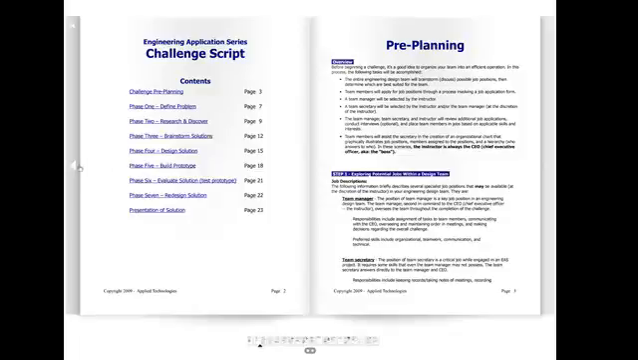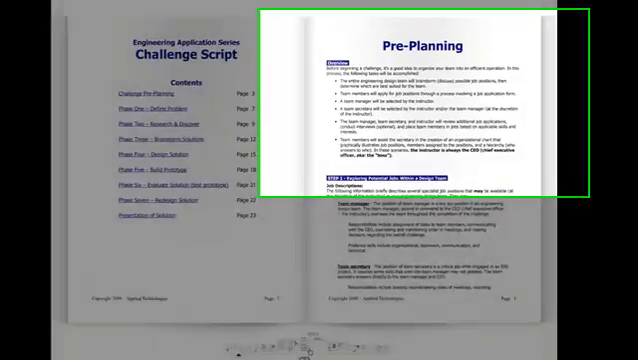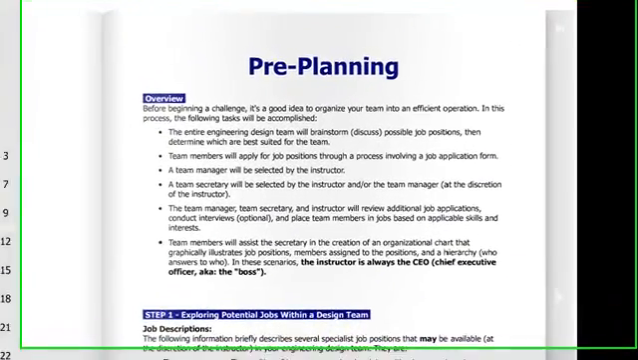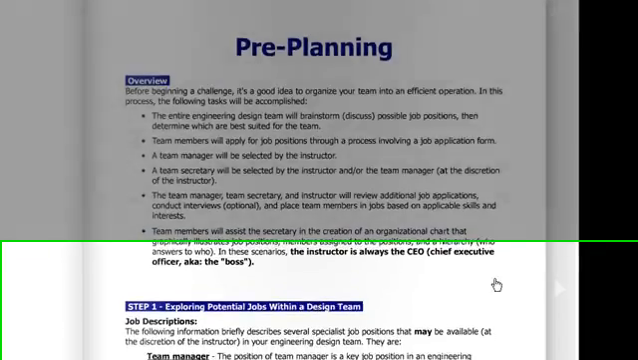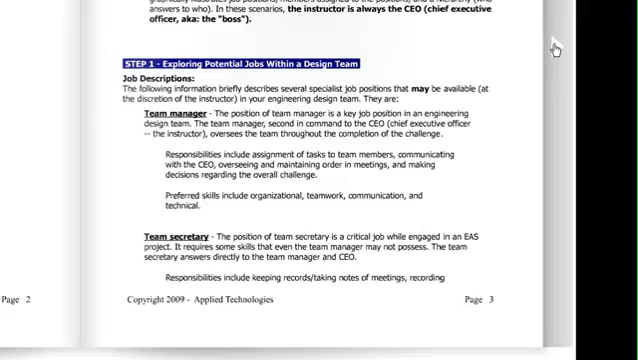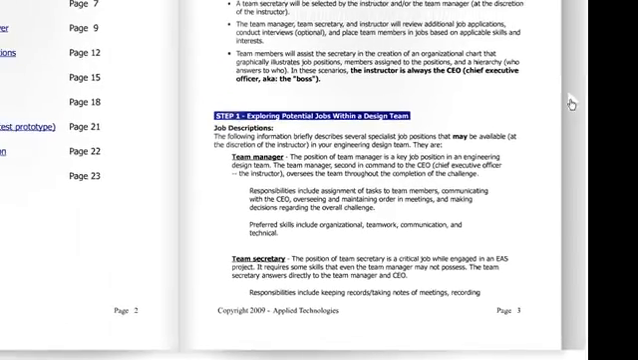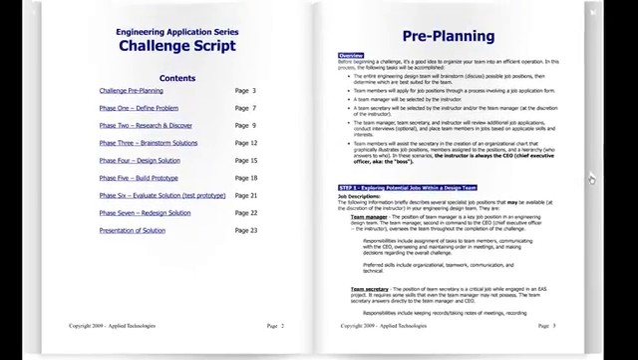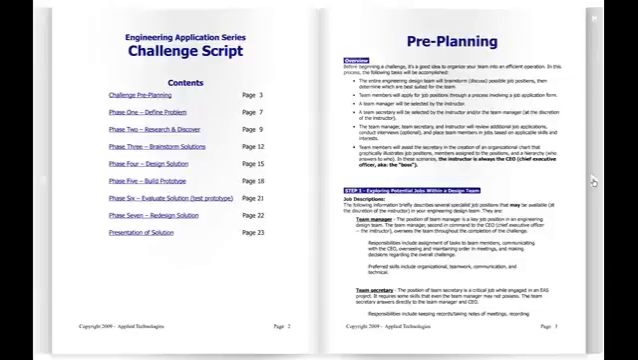Again, the challenge script can be navigated by flipping pages, clicking links in the table of contents, or by picking from the page selector at the bottom of the screen. The first step, pre-planning, is an option, and can be implemented at the discretion of the instructor. While the pre-planning process is not a part of the design loop, it introduces and reinforces many employability skills identified by the Department of Labor.